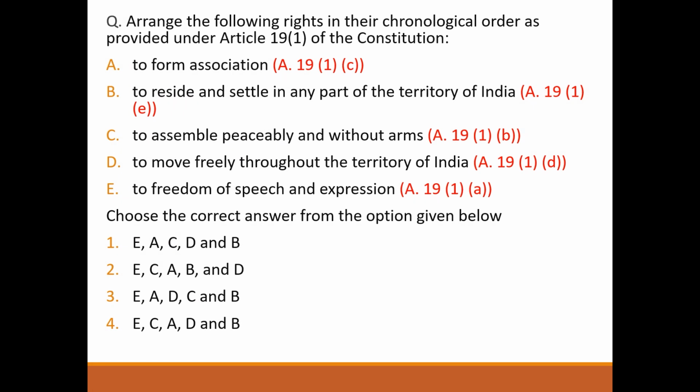Next question. Arrange the following rights in their chronological order as provided under Article 19(1) of the Constitution. To form association, to reside and settle in any part of the territory of India, to assemble peacefully and without arms, to move freely throughout the territory of India, to freedom of speech and expression. So, Article 19(1)(a) में mention है to freedom of speech and expression, then to assemble peacefully and without arms, then to form association, then to move freely throughout the territory of India, and last में to reside and settle in any part of the territory of India. Article 19(1)(e) में. So answer will be option number 4.